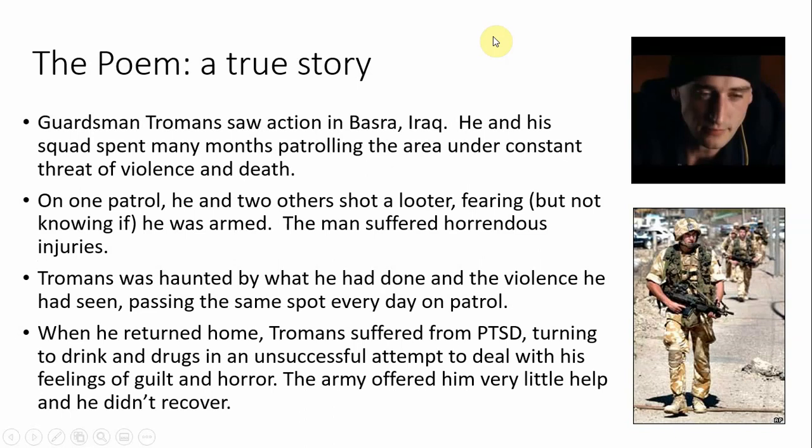The story itself is that Guardsman Tromans and his squad spent many months patrolling an area under constant violence, constant threat of violence and death, a really stressful situation. On one of those patrols in Basra, he and 2 others shot a looter who was stealing from a bank, fearing but not knowing if the man was armed. The man was horrifically wounded and he was taken away. Guardsman Tromans never found out what the man's fate was. He was haunted by what he did and the violence that he'd seen, and was forced to pass that same spot every day on patrol, so he relived this time and time again.